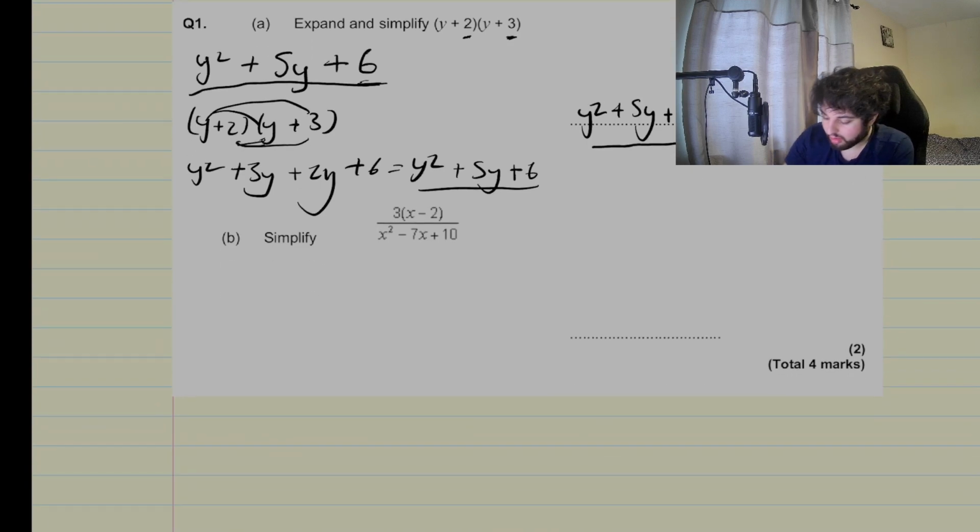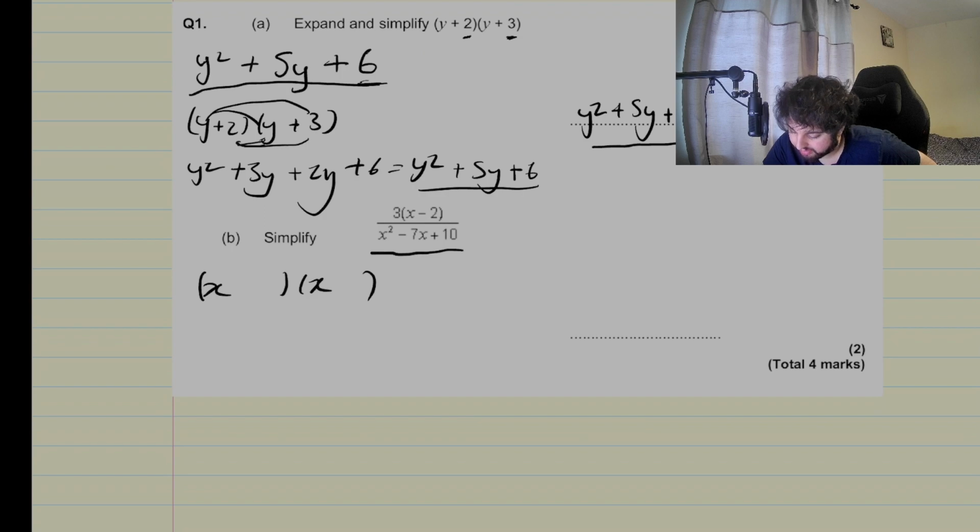Right. So now we got to simplify this statement right here. 3 times x minus 2 over x squared minus 7x plus 10. In that, you can see that the numerator, which is 3x minus 2, is as simplified as it's going to get. You can't simplify that any further. So what we're going to do is we're going to simplify the bottom. Right? So we're just going to make some brackets right here. And we're going to put x at the start.